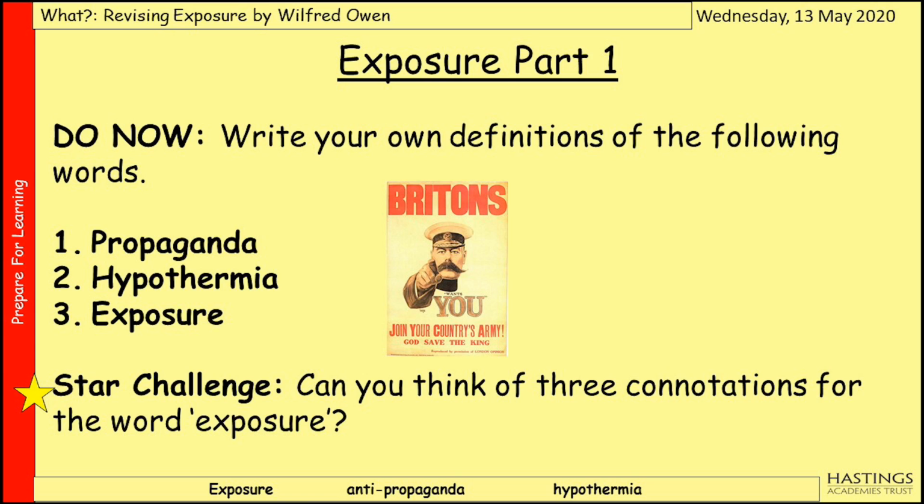Okay, let's start with propaganda. Propaganda is information which is biased, so one-sided information, which is used to encourage people to do something or to have a particular point of view. It's normally political. If you look at the picture provided, this is a very typical example of propaganda from the First World War. It features Lord Kitchener, and he's there to encourage young men to enlist in the army.